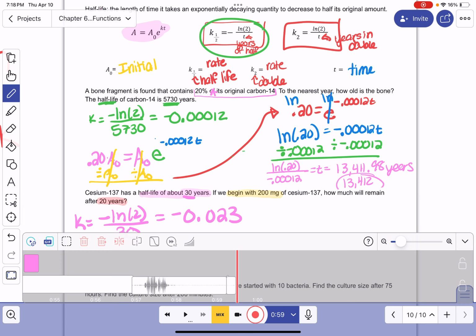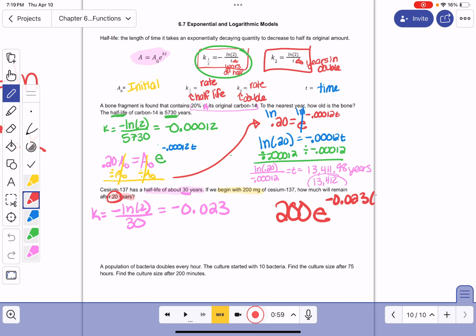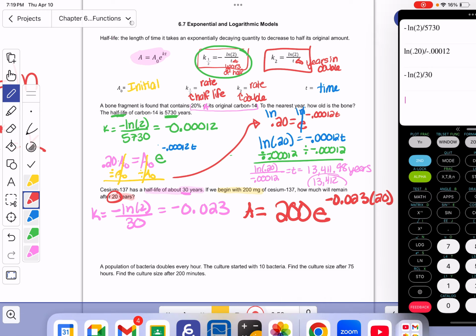Now we're going to figure out our equation. So the original amount is 200. So that's our A sub 0. E is E. We just figured out K, so negative 0.023. And they tell us T is 20. So we're trying to figure out the amount of cesium that's left after 20 years. So we can type that in the calculator.